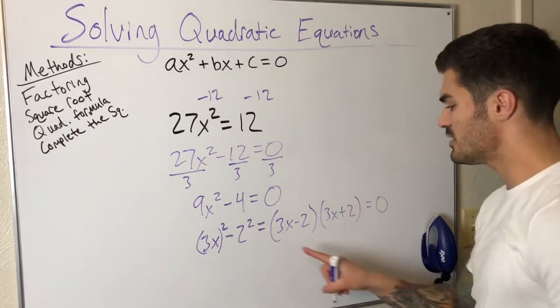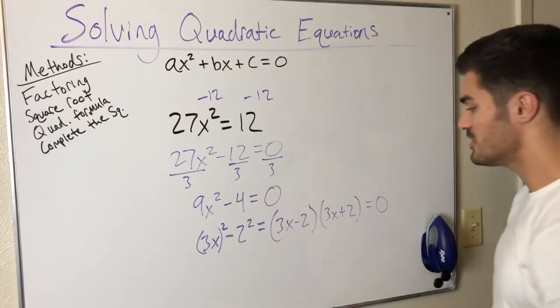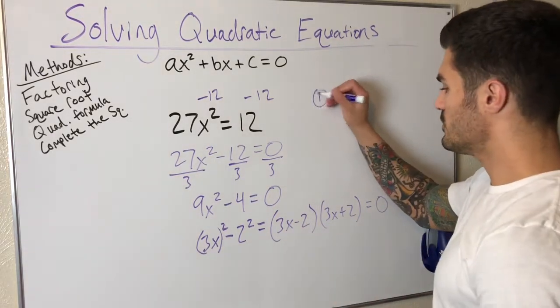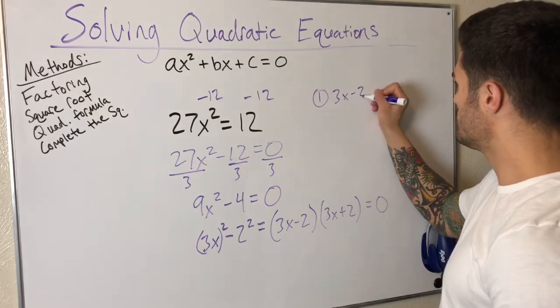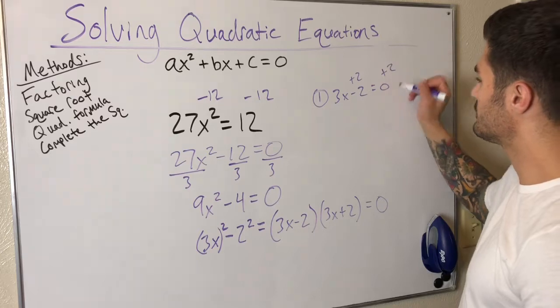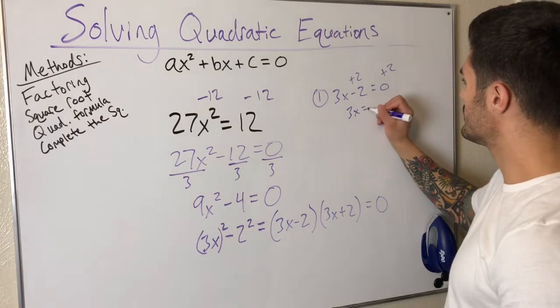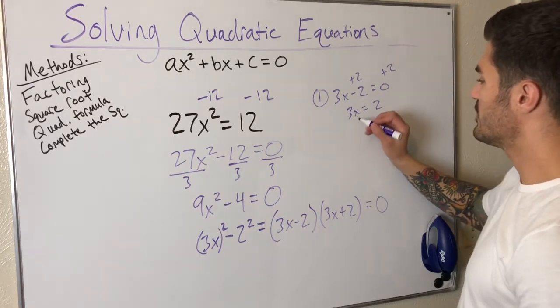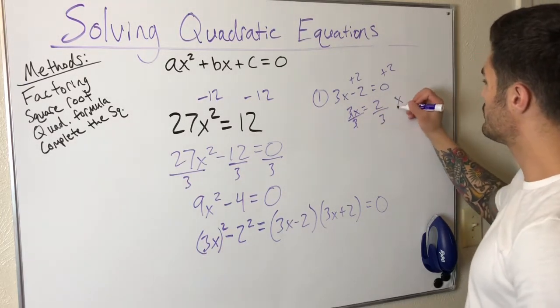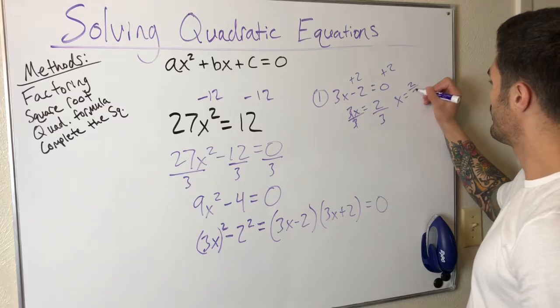And I still have this set equal to 0. So I'm going to set this part equal to 0 and this part equal to 0 and solve for x. So for my first one, I have 3x minus 2 equals 0. I'm going to add 2 to both sides. I get 3x equals 2. And then I'm going to divide both sides by 3. And I get x equals 2/3.